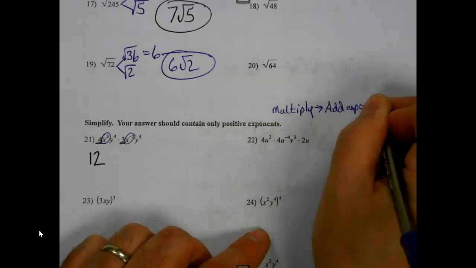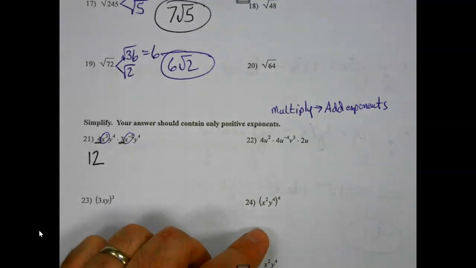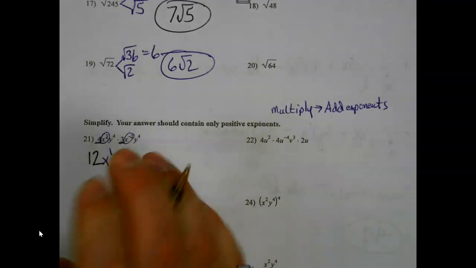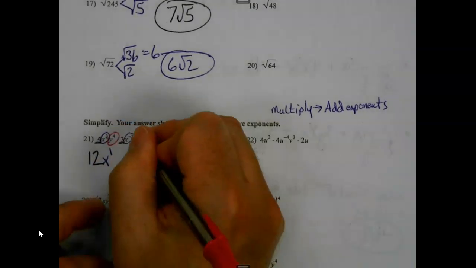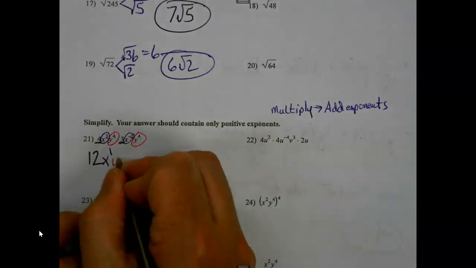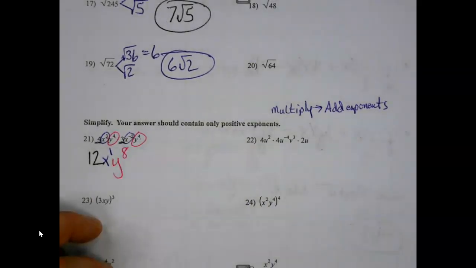Okay, so when we're multiplying, we're going to add the exponents, even if they're negative. 3 plus negative 2 is positive 1. Okay, that's cool. Y's, same thing. There's my Y's. If colors are helpful to make things jump out, grab some colors. I got plenty. 4 plus 4 is 8. Everything's put together.